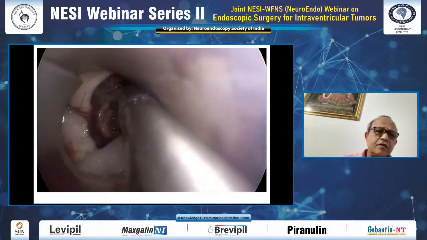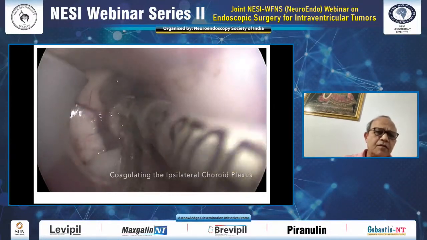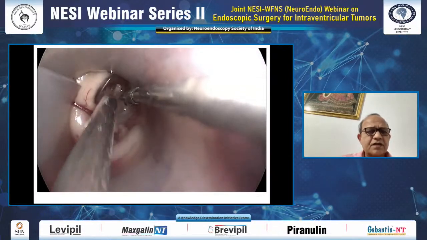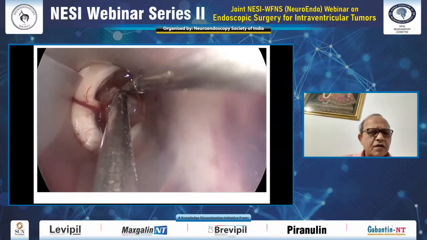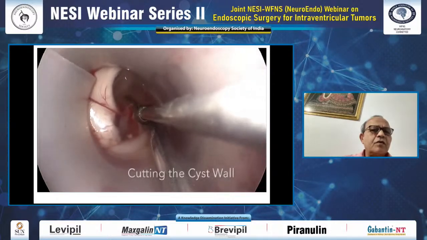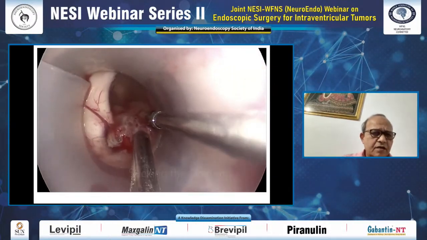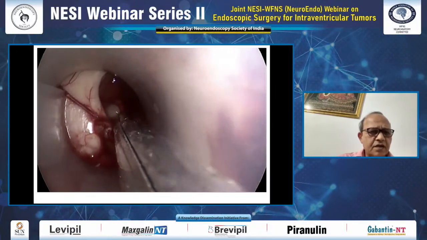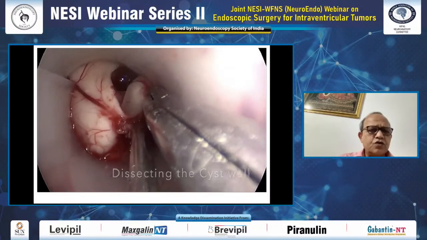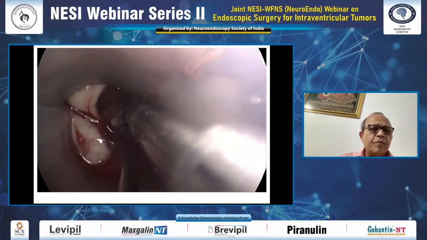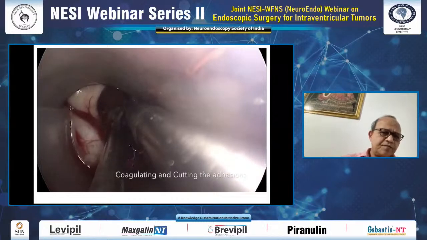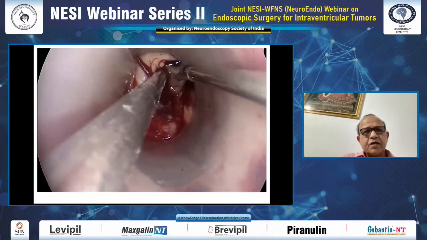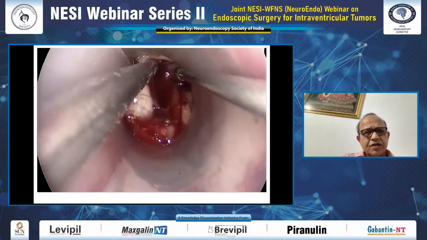Coagulate the choroid plexus, cut it so that you disconnect the plexus from the cyst wall, dissect it, incise the wall of the colloid cyst, decompress it initially, and then try to deliver the cyst in the lateral ventricle, and using two instruments one can dissect the cyst wall from the rest of the choroid plexus, and using the bimanual technique, the adhesions can be cut using scissors.